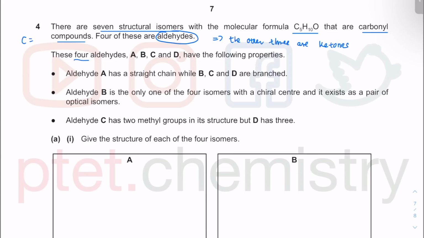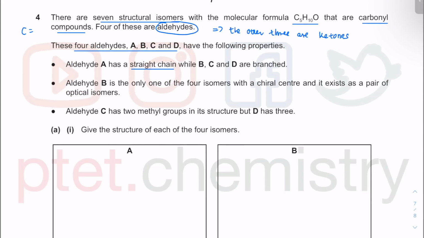Now, what is so special about this for aldehyde? Aldehyde A has a straight chain, so a 5 carbon straight chain. They want you to give the structure of each of the 4 isomers. They did not mention displayed, skeletal or structural, so that means you can draw any of those: displayed, structural or skeletal.